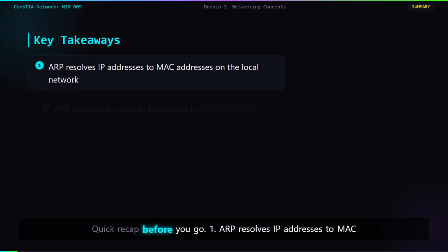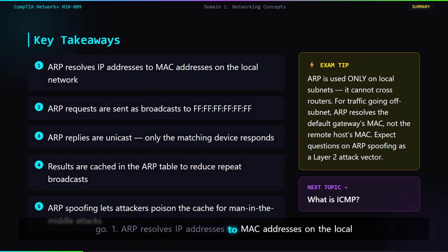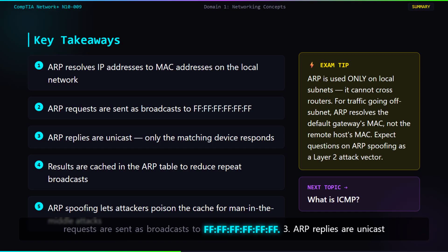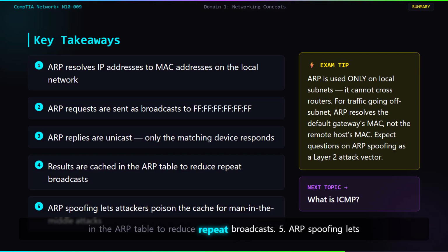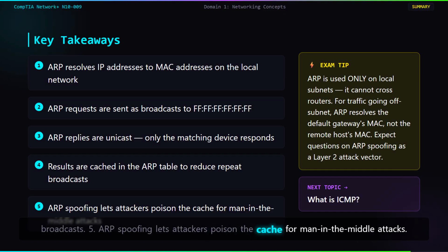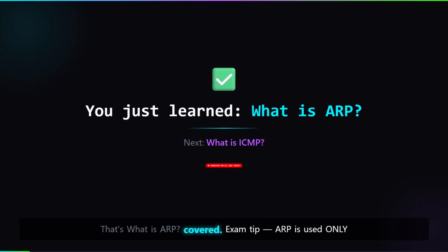Quick recap before you go. 1. ARP resolves IP addresses to MAC addresses on the local network. 2. ARP requests are sent as broadcasts to FFFFFFFF. 3. ARP replies are unicast. Only the matching device responds. 4. Results are cached in the ARP table to reduce repeat broadcasts. 5. ARP spoofing lets attackers poison the cache for man-in-the-middle attacks. That's what is ARP covered.